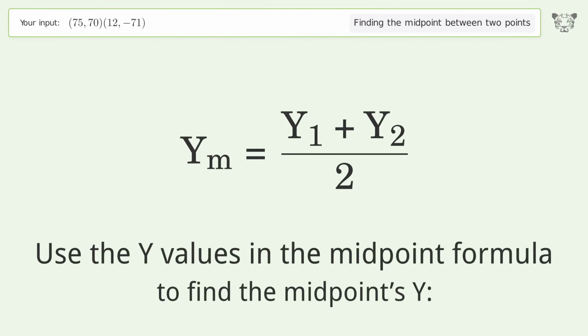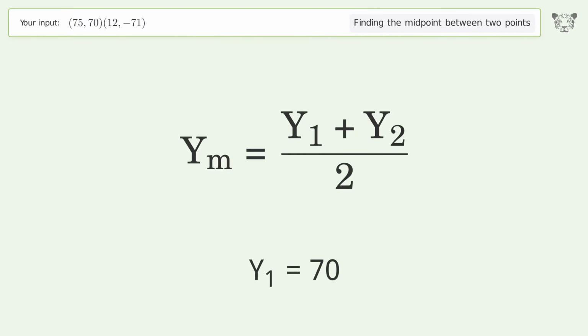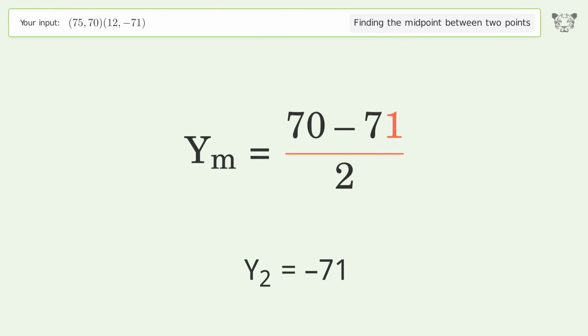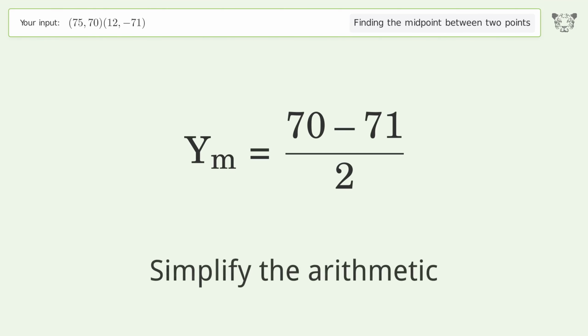Use the y values in the midpoint formula to find the midpoints y. y1 equals 70. y2 equals negative 71. Simplify the arithmetic.